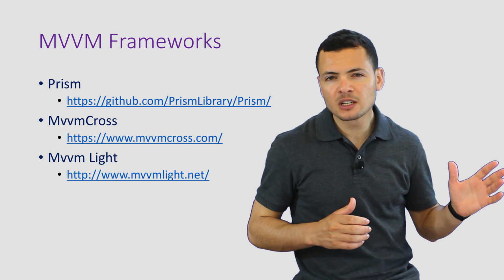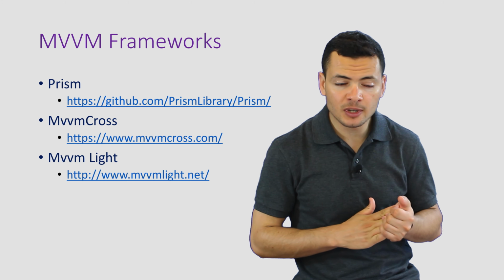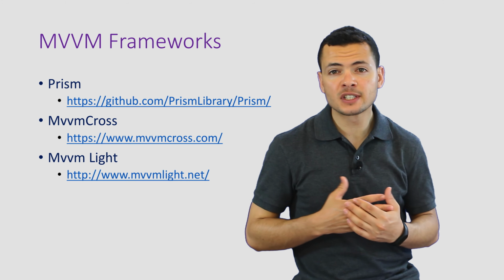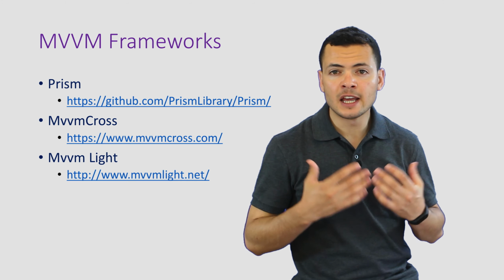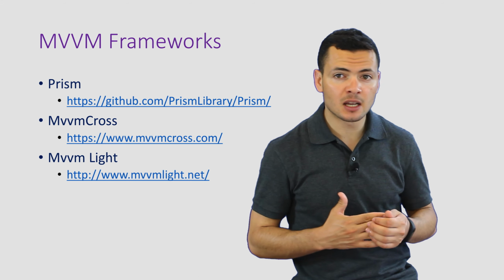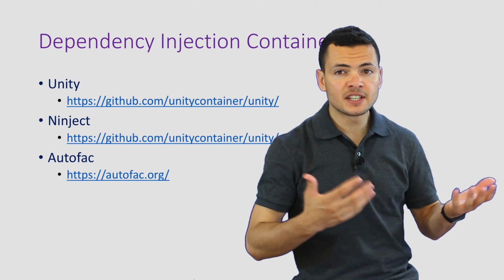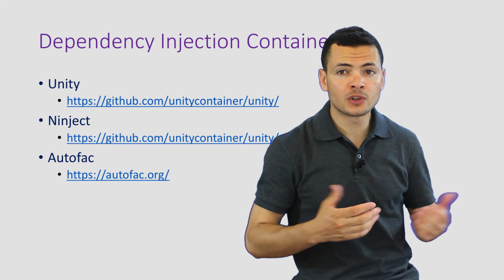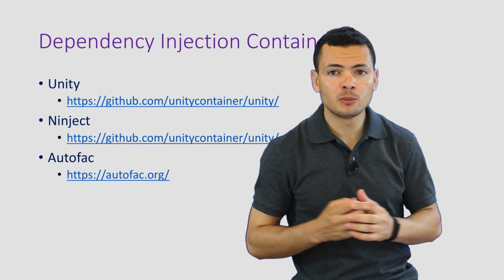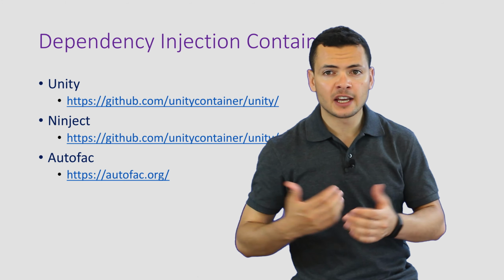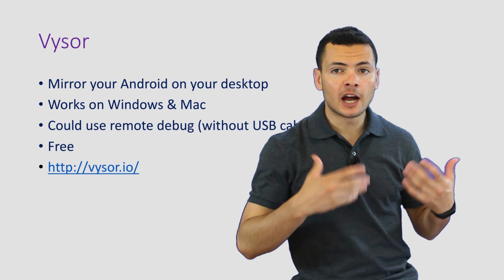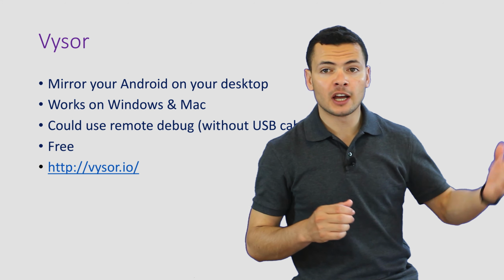Here I would recommend using Prism in your Xamarin Forms applications, or you can also use MVVM Lite, and MvvmCross is good for native Xamarin applications. I mean Xamarin.Android and Xamarin.iOS. For dependency injection, we do have containers like Unity, Ninject, and AutoFac, and those help you to apply IoC to your application.